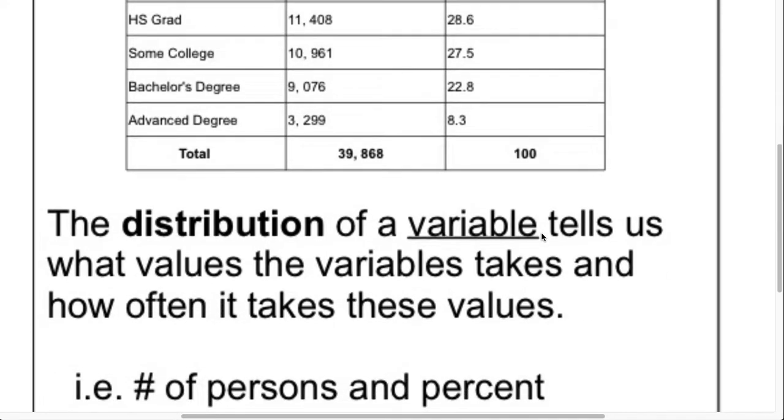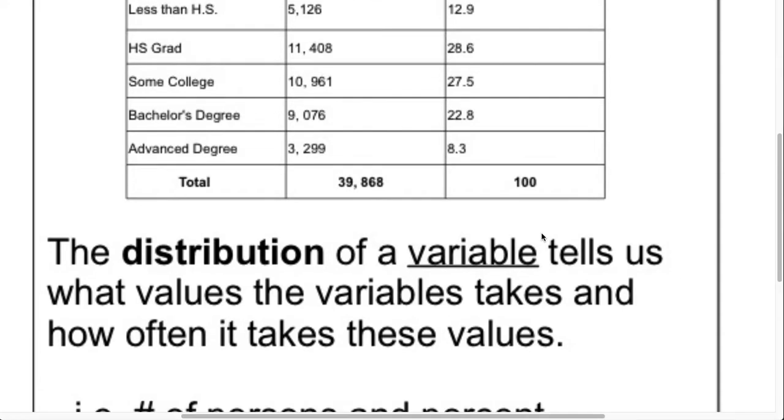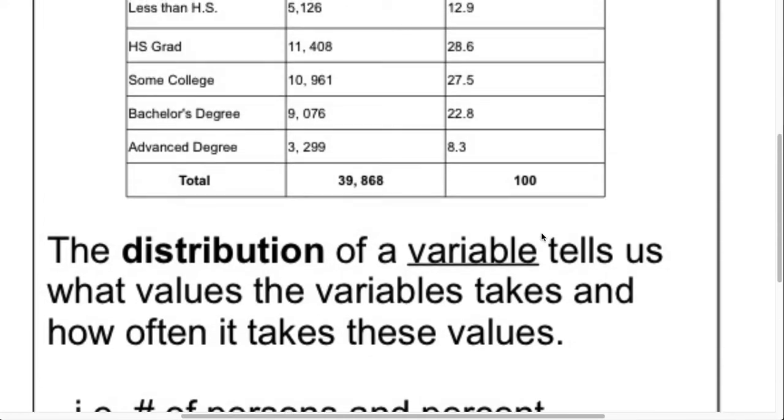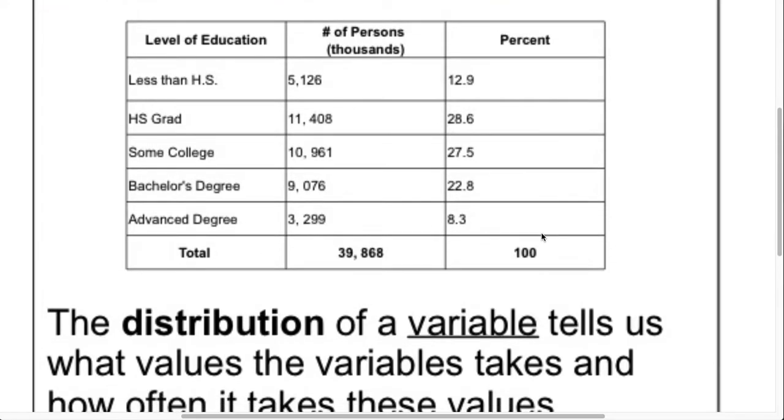The distribution of a variable tells us what values the variable takes and how often it takes these values. So both of these are different types of distributions. The percent and then also just the straight count of the number of people that fall into a certain category are the distributions.